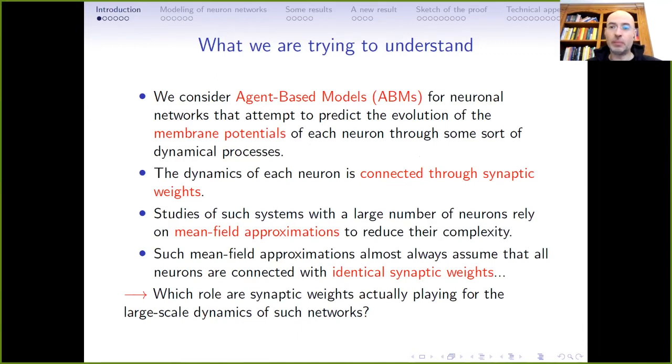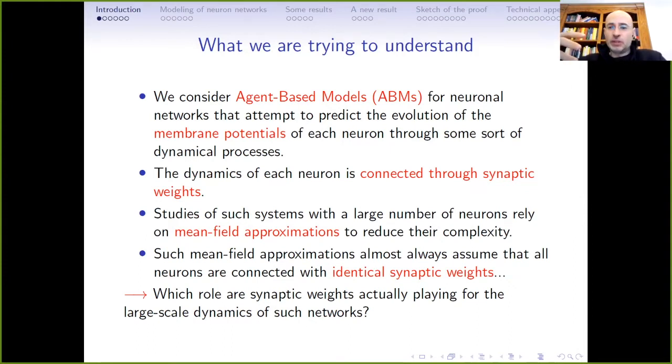So what am I going to try to convince you? What I want to do here is take a type of agent-based model for biological neurons, and in particular to consider a network of biological neurons. Now, as you will see, what we can do so far is rather rough from the modeling point of view, but I will address that later on.